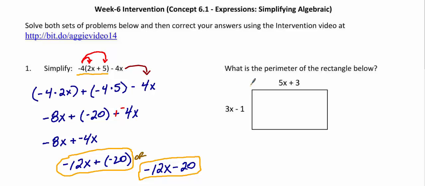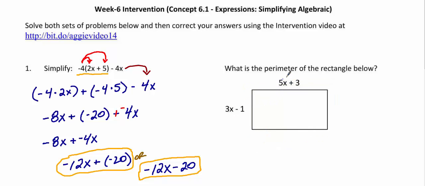All right, so let's move on to the next problem. The next problem, same idea. We're simplifying again. We're not doing any solving. So we're going to move around to get the perimeter. Remember, perimeter is all the way around something, all the way around.